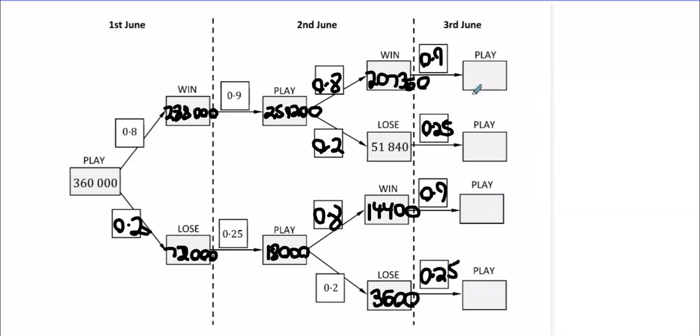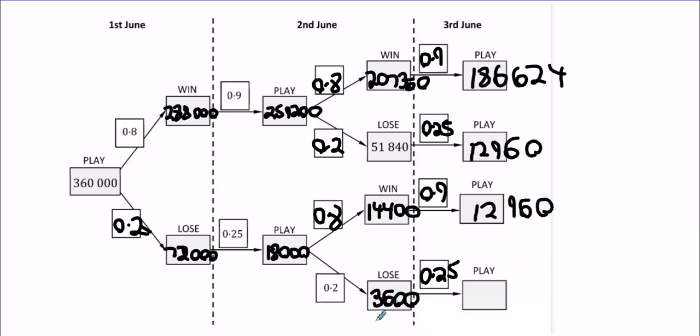Put this into my calculator. 90% of 207,360 is 186,624. 25% of 51,840 is 12,960. 90% of 14,400 is 12,960 as well. And the last one is 3,600 people. I get 25%, which is 900 people.